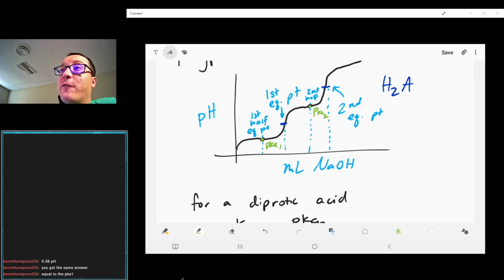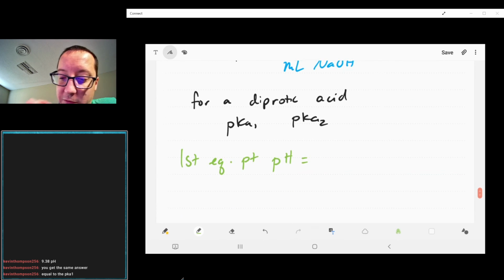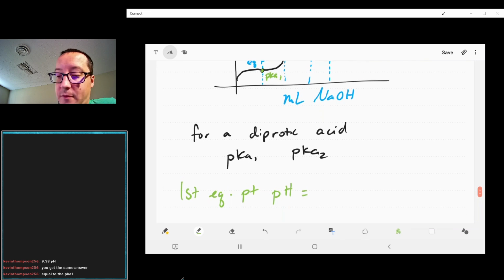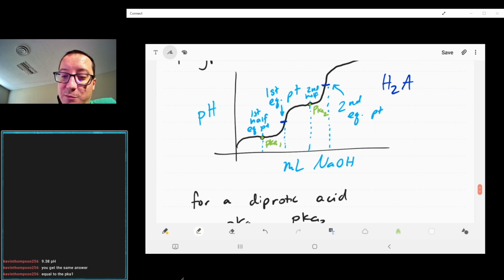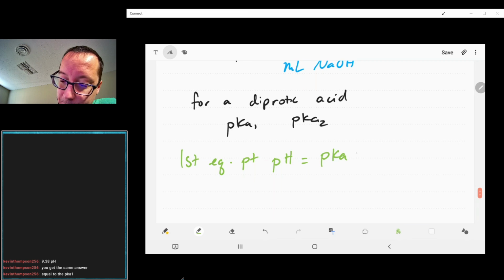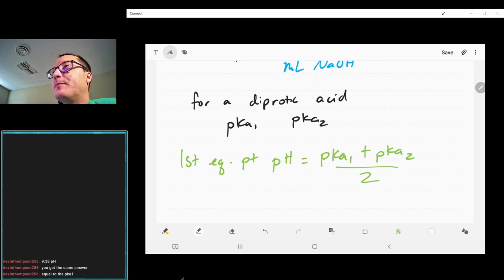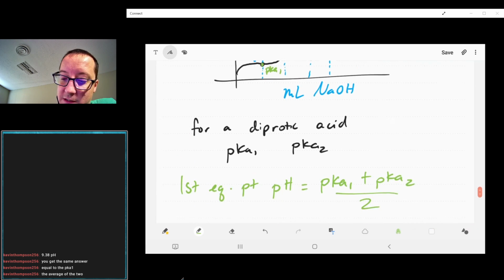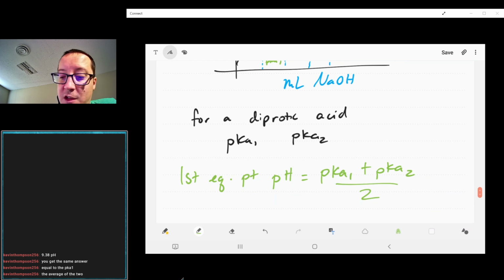Not quite. That would be the half equivalence point, right? At half equivalence we're equal to pKa1, and then at the second half equivalence point, we're equal to pKa2. This one is pretty much going to be the average of them. So it's going to be in between those two pKa's. It'll just be the average there. Yes, exactly. At that first equivalence point, we have those two averaged out to give us our pH.